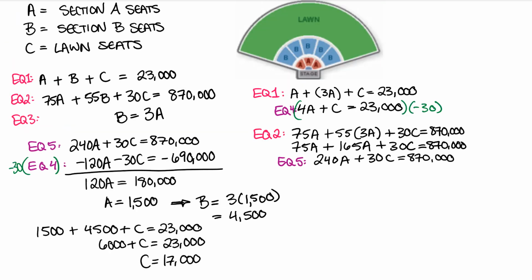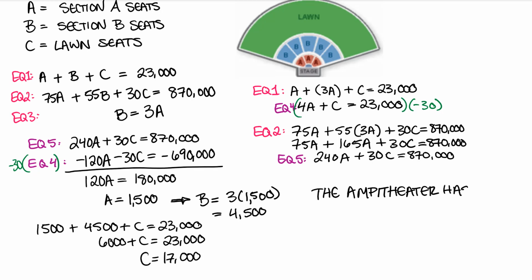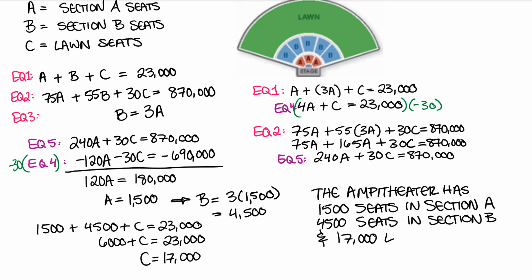Since this is just a practice problem, I recommend using a calculator to check your answer, but make sure you know how to do the check so that you can confirm you got the right answer when you're taking an assessment. So the amphitheater has 1,500 seats in section A, 4,500 seats in section B, and 17,000 lawn seats.